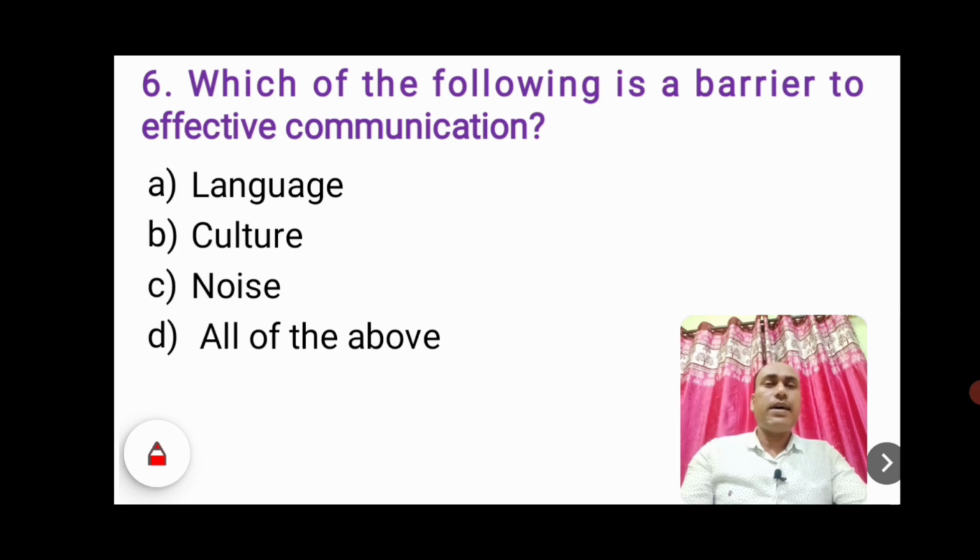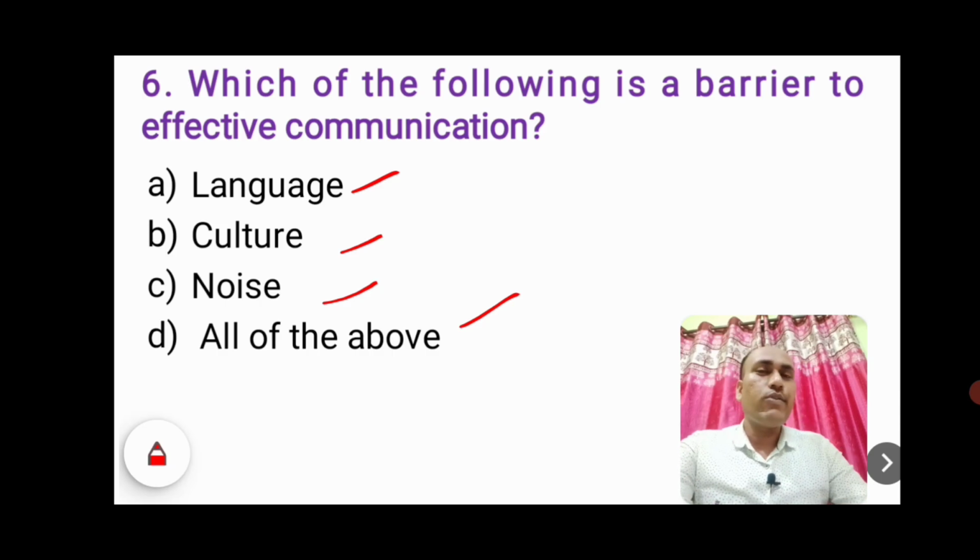Which of the following is a barrier to effective communication? Language, culture, noise, all of the above. Here all are barriers to communication. Language is a barrier, culture is a barrier, noise is a barrier. Whenever you are communicating with anybody, if he is unable to understand your language, then it will be a barrier for him and for you also. And culture is also a barrier. If you are going to a place where the culture is different, then the people will not communicate with you. So culture will also be a barrier.